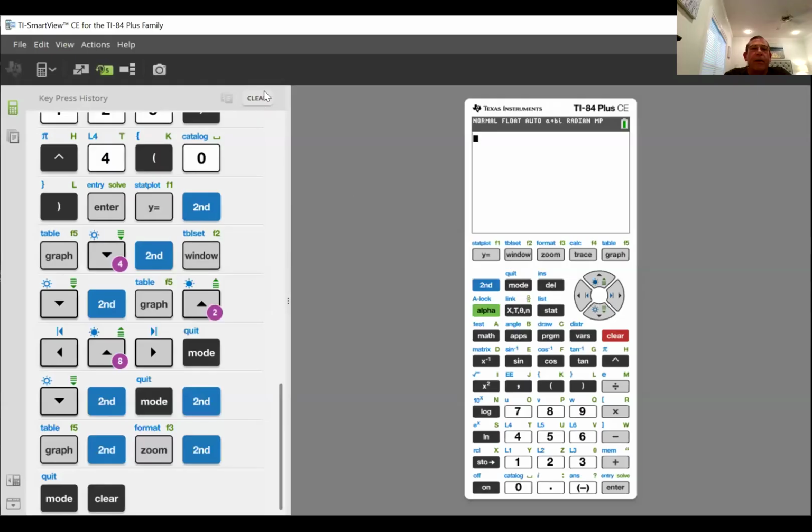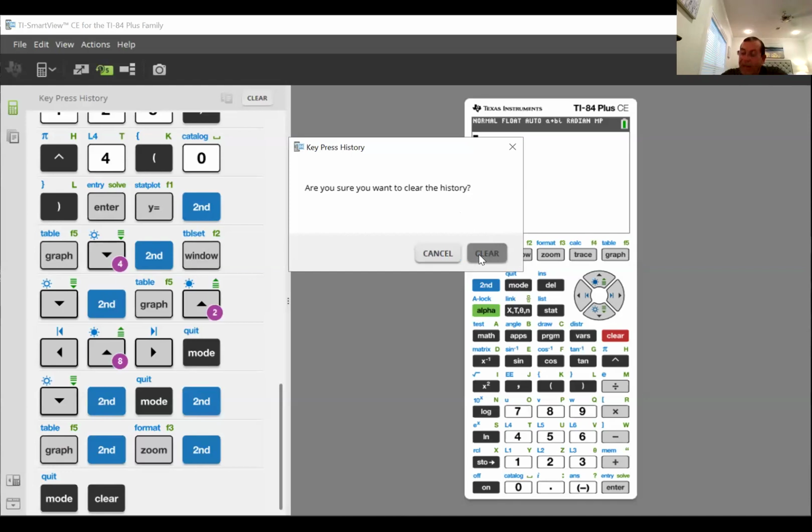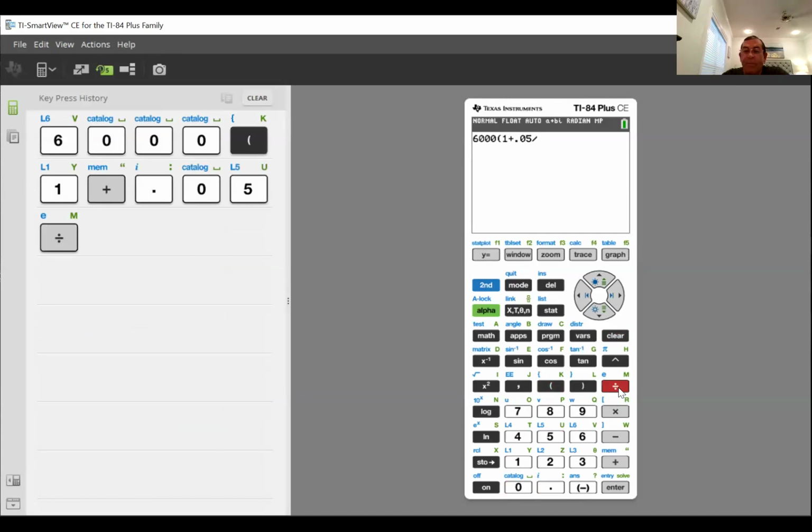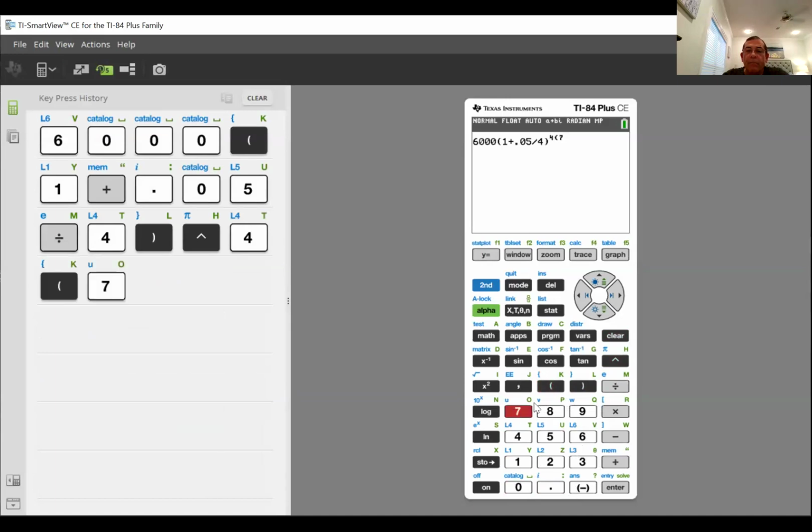So let me clear everything off here and over here. So we had our 6,000 parentheses 1 plus 0.05 divided by 4, close parentheses, and then the exponent will be 4 times 7. So see that 1 plus that 0.05 divided by 4, it's taking your interest and dividing it by how many times it gets compounded a year. Now that 4 times 7 is saying this is 4 compounds a year times 7 years. Okay, so that's how that sort of works out.